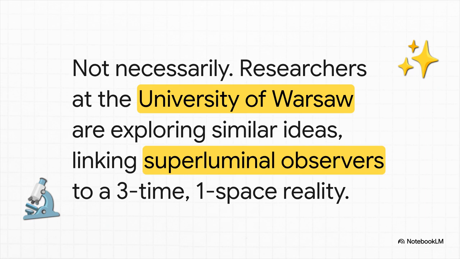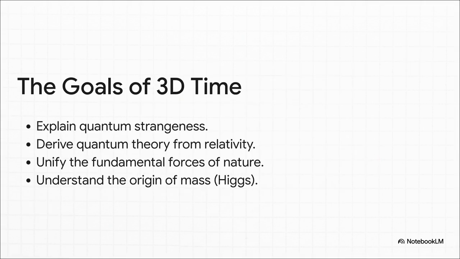In fact, you've got serious researchers at places like the University of Warsaw exploring very similar ideas. Their work involves thinking about what the universe would look like from a faster-than-light perspective. And guess what? Their math also leads them to a framework with 3 dimensions of time. And the goals of this legitimate research are just as ambitious. They're trying to answer the biggest why questions in physics. Why is the quantum world so bizarre? How does the Higgs boson actually give things mass? These mind-bending theories about extra dimensions of time, they aren't just for fun. They are serious tools scientists are using to try and build a complete theory of everything.